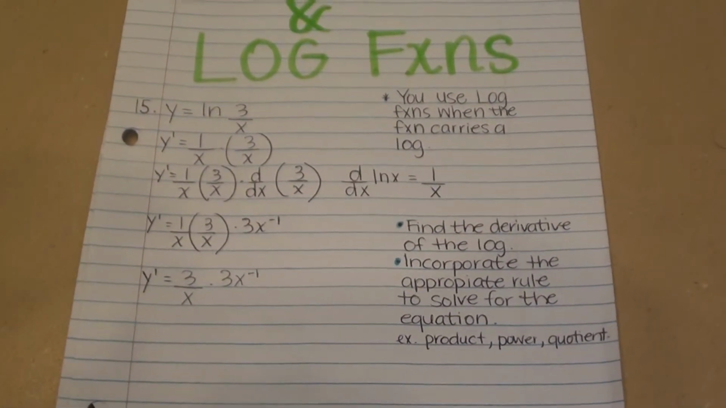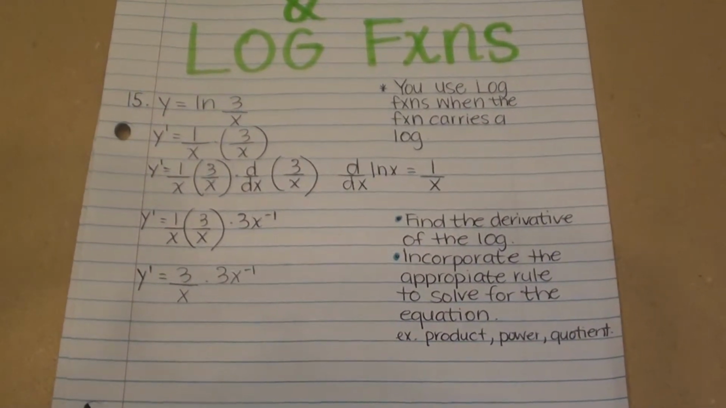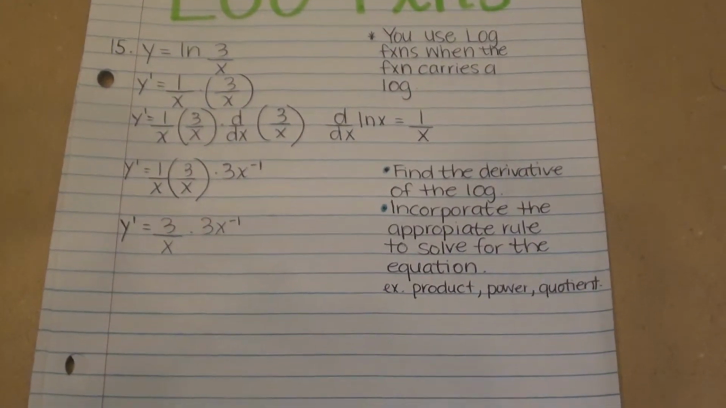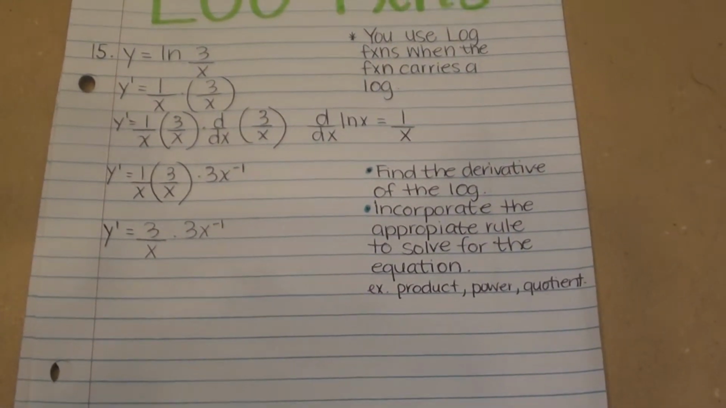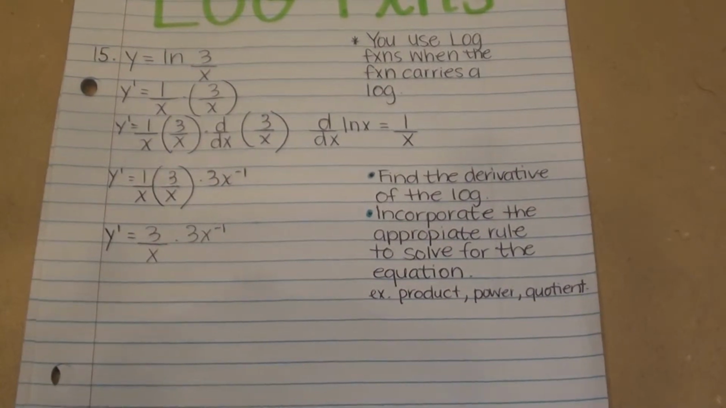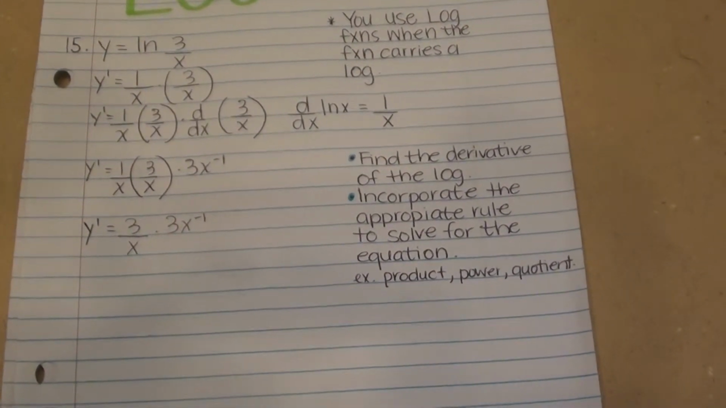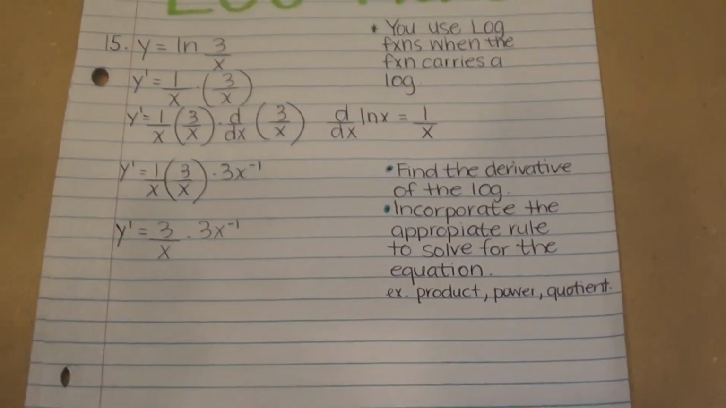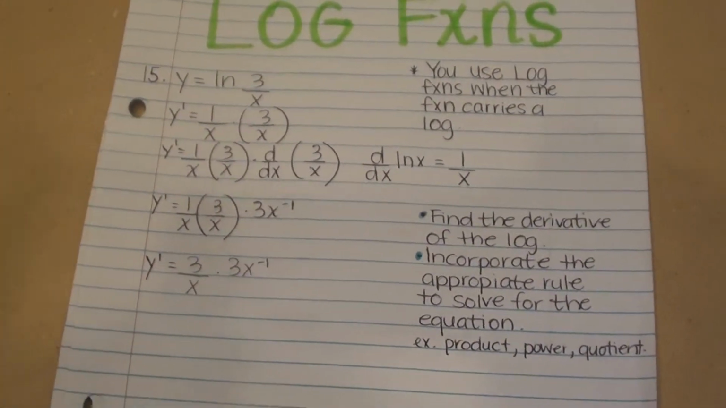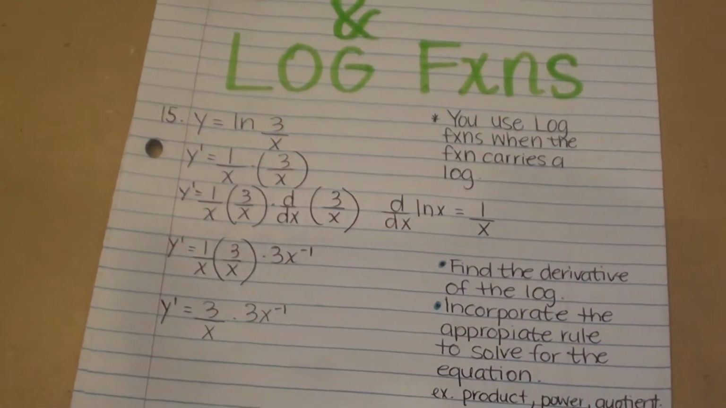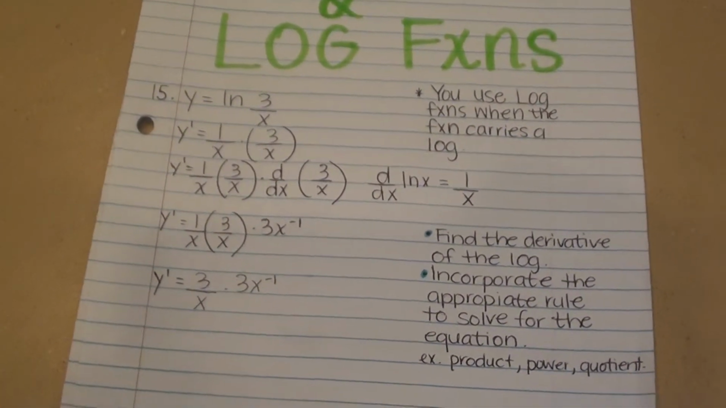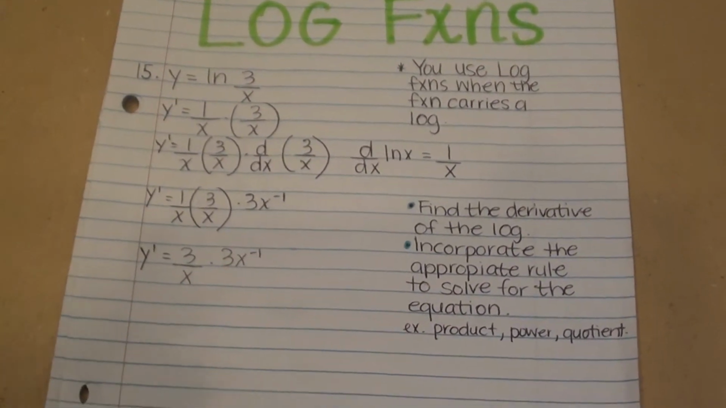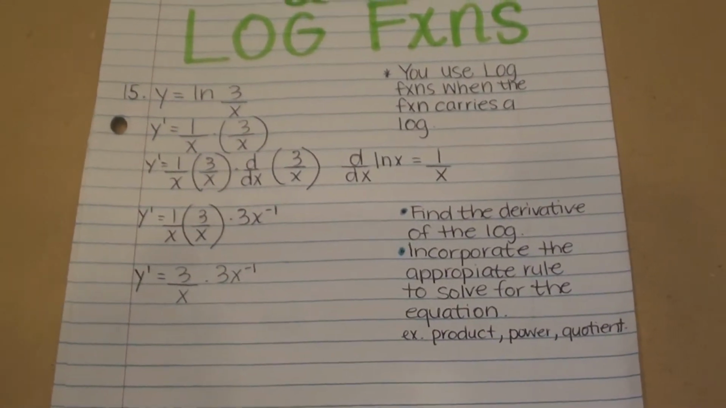The power rule is when you're multiplying a number, a variable, to a power. And then the product rule is when it's more than just x. And the quotient rule is when you're multiplying the bottom function times the derivative of the top function minus the top function times the derivative of the bottom function, all over the bottom function squared. Okay, so back to the problem.